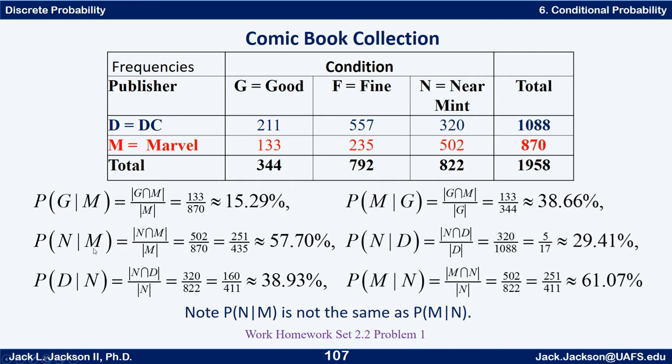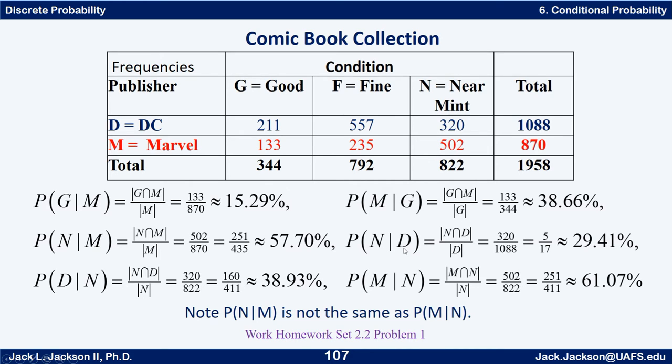Let's reverse it. What about Marvel given near mint? That's down here in the bottom right. So now we know it's near mint, so we divide by the size of the near mints, how many we have, which is 822. And the numerator is the ones that are Marvel and near mint, which is 502. So that's 502 over 822. That reduces to 251 over 411. That's the exact value of the probability, or approximately 61.07%.